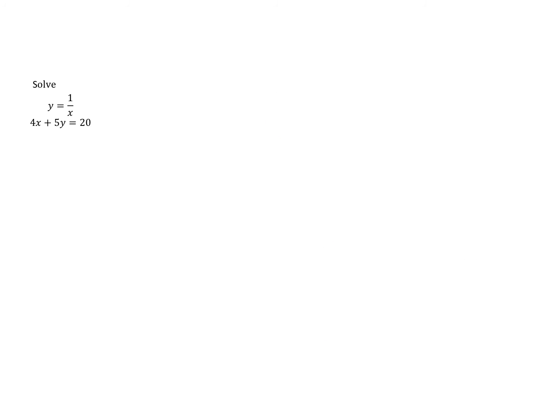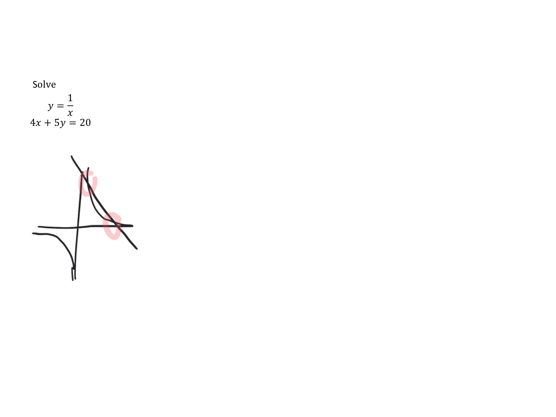Now this last example is a nonlinear system. If we were to graph this, y equals 1 over x, which is a reciprocal function, looks something like that. Now the other one is a line, and it'll be something like this. So we're going to be looking for 2 points of interest.